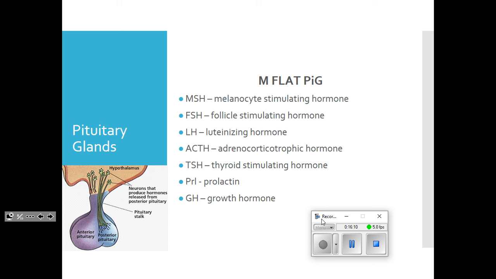There is MSH, melanocyte stimulating hormone. That's the M. FSH, follicle stimulating hormone. LH, luteinizing hormone. ACTH, adrenocorticotropic hormone. TSH, it's the T, thyroid stimulating hormone. PRL, it's the P, prolactin. The I is ignore, simply because there weren't enough vowels to make real sounding words. And the G stands for GH, growth hormone.